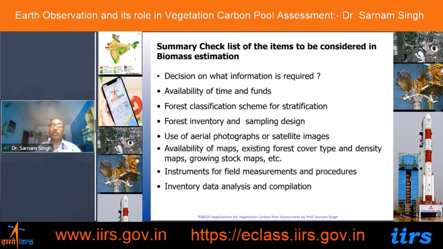And you can also use, see, FSI is publishing a type map and density map. ISRO has also a vegetation cover type map. You can use it straight away, it is available. You can use it straight away for the type map. The density map you can take from FSI. Just put one over the other, and you can prepare a homogeneity map.